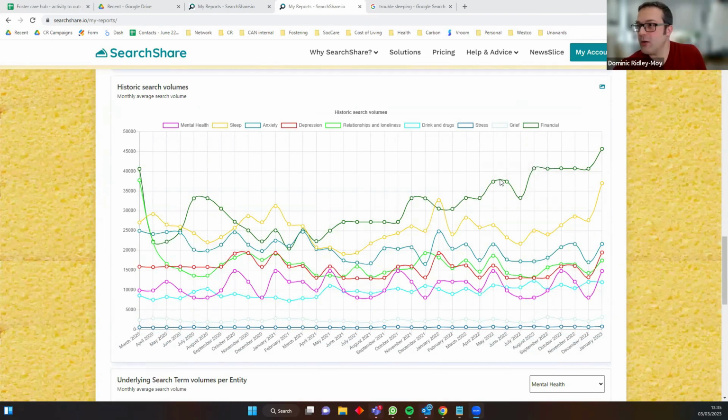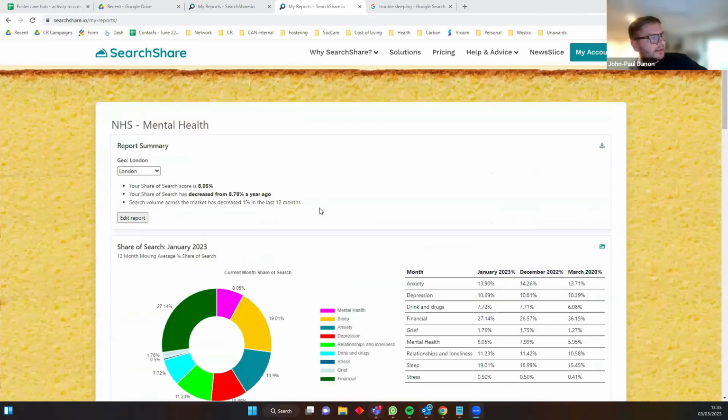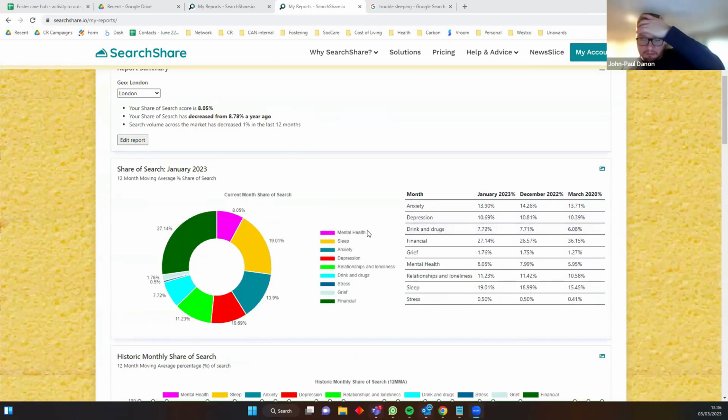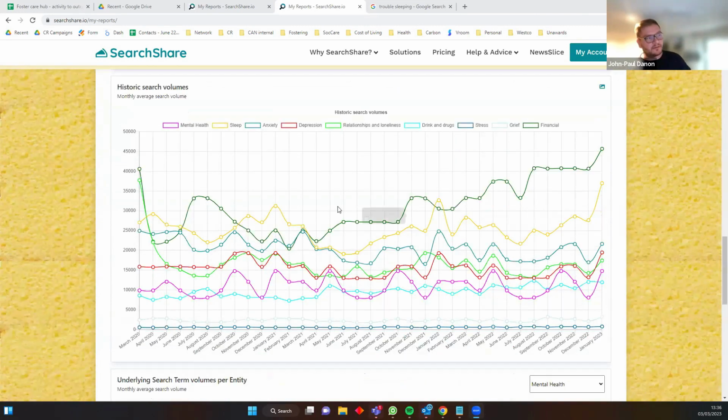Can anyone see this at the moment? This is just local search volume around things that might cause mental health issues. Yeah, that's showing at the moment. So this just helps us contextualize and maybe focus on the things that are worrying people. In London, unsurprisingly, concerns around finance are increasing, and sleeping and anxiety cover about half of all searches related to mental health. That helps you understand where you need to focus your messaging.